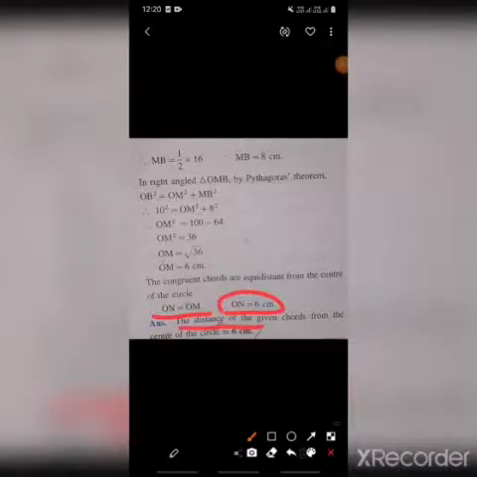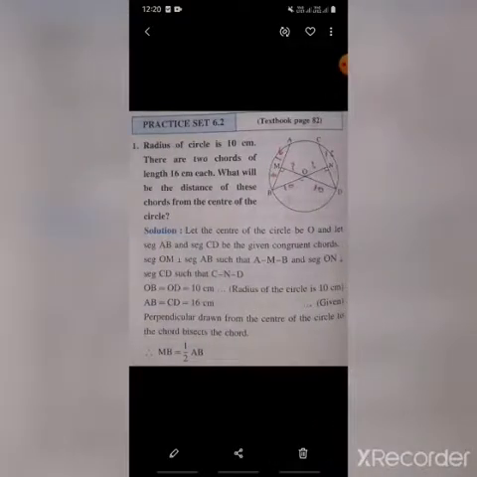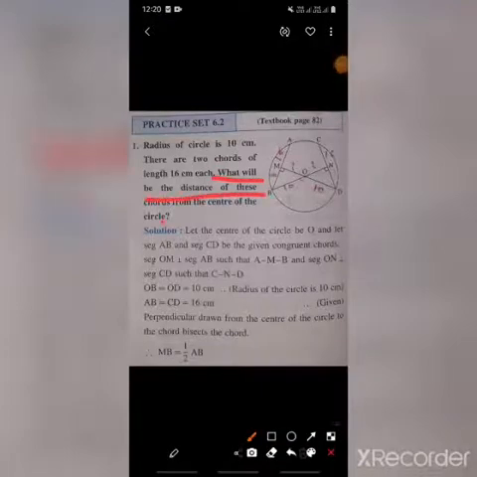The distance of the given chord from the center of the circle is 6 centimeter. Chords का जो distance है center से, जो कि question में था, what will be the distance of these chords from the center of the circle? So the chords' distance will be 6 centimeter.